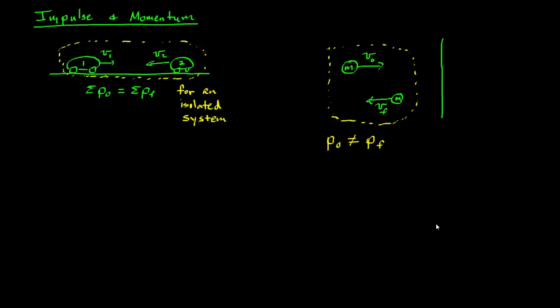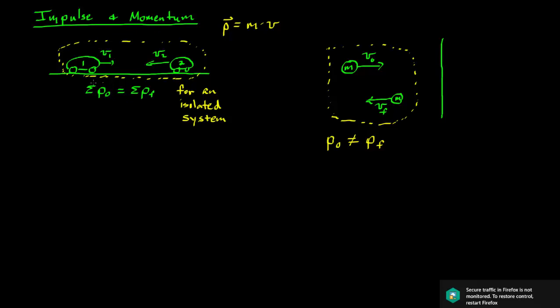The last time we established the idea of momentum, which is p, and it's a vector quantity, and it's just m times v, the mass times the velocity. Well, we also established that in an isolated system, like two cars moving towards each other, the momentum is conserved. So the total initial momentum is equal to the total final momentum.